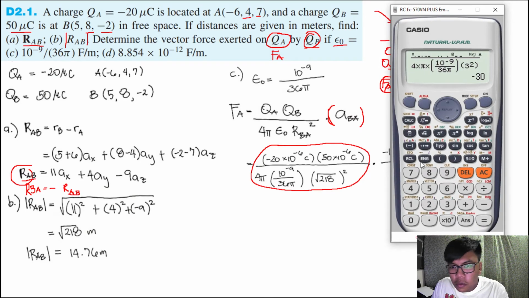So, sana hindi kayo naguguluhan doon sa direction ng force. So, tatandaan nyo kung sino yung nag-a-apply ng force. So, siya yung una sa subscript, yung QA. QB applied force on QA. So, B to A. So, 50. Tandaan natin, kapag pinipindot natin sa calc, kasama pa rin yung sign. Para hindi ka malito sa buhay mo. 10 raised to negative 9. 36 pi.